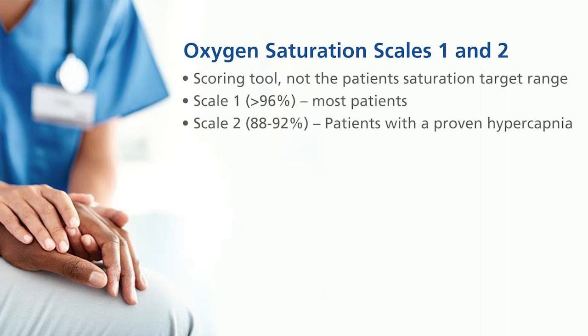NEWS2 has developed from the previous NEWS score to include an update on oxygen saturation scales, and we now, instead of having one saturation scale, also have a second scale. It's important to be aware that this is a scoring tool and it's not the patient's saturation range. The medical teams can select a saturation range which is appropriate to the patient, and then the saturation scale be selected accordingly. So scale 1, the majority of patients will be using.